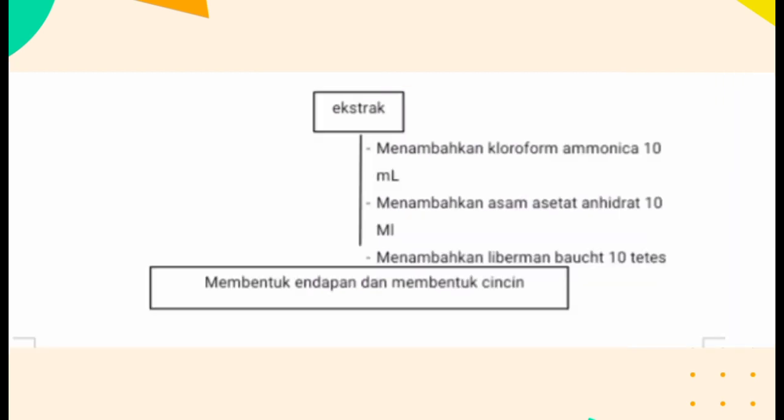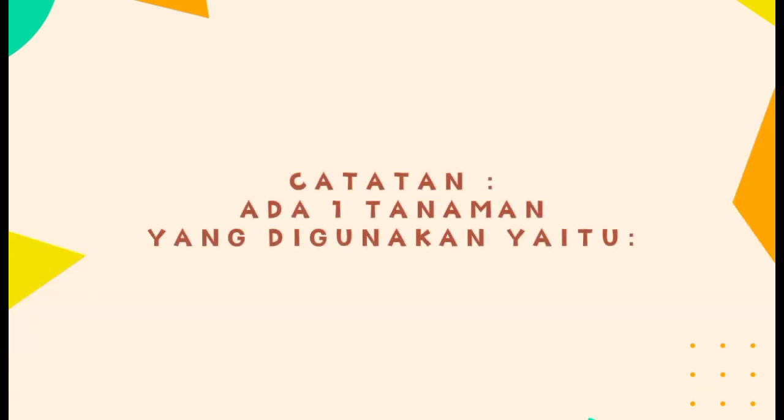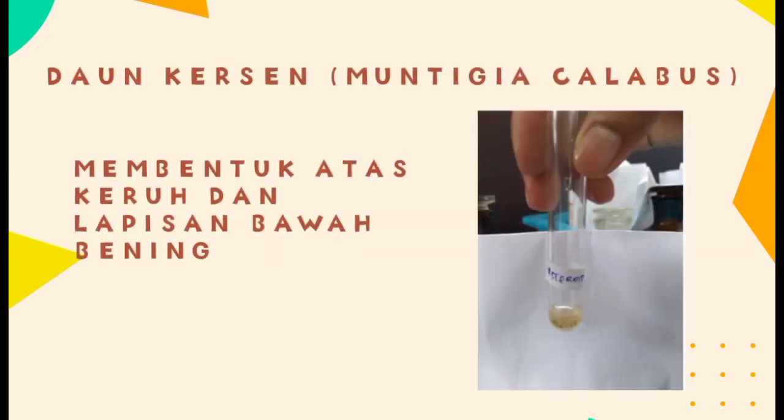Extract, add 10 drops of ammoniacal chloroform and 10 drops of acetic anhydride. Add Lieberman Burchard 10 drops. Add concentrated sulfuric acid 1 dropper. In this test, one plant was used, namely cherry leaf. In this extract, the cherry leaves form a ring and form 2 layers. The top layer is cloudy and the bottom layer is clear.